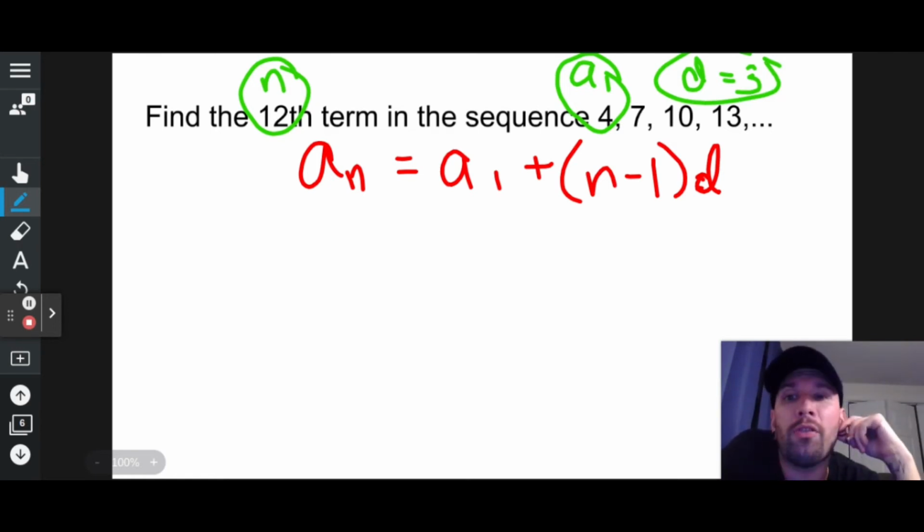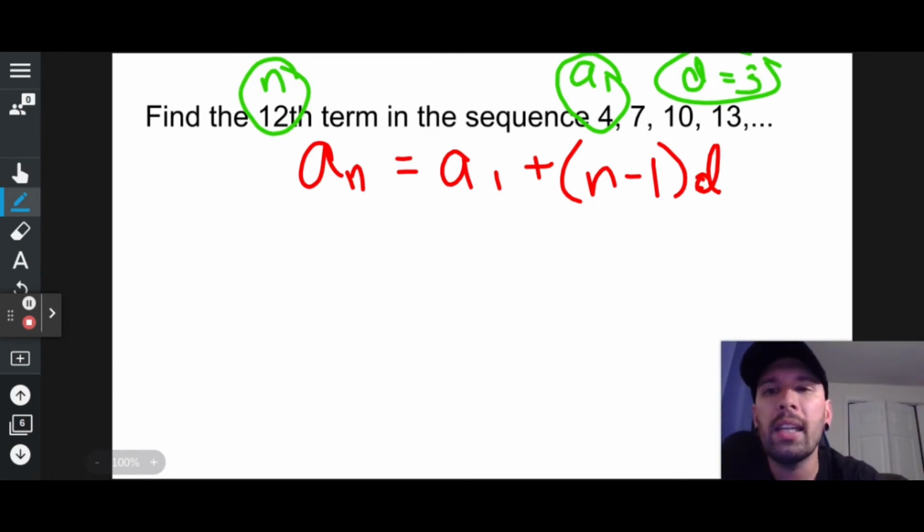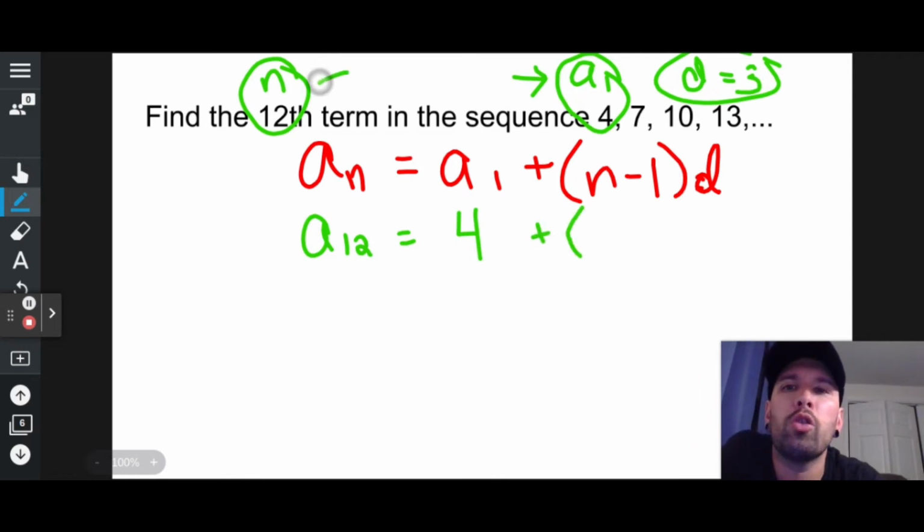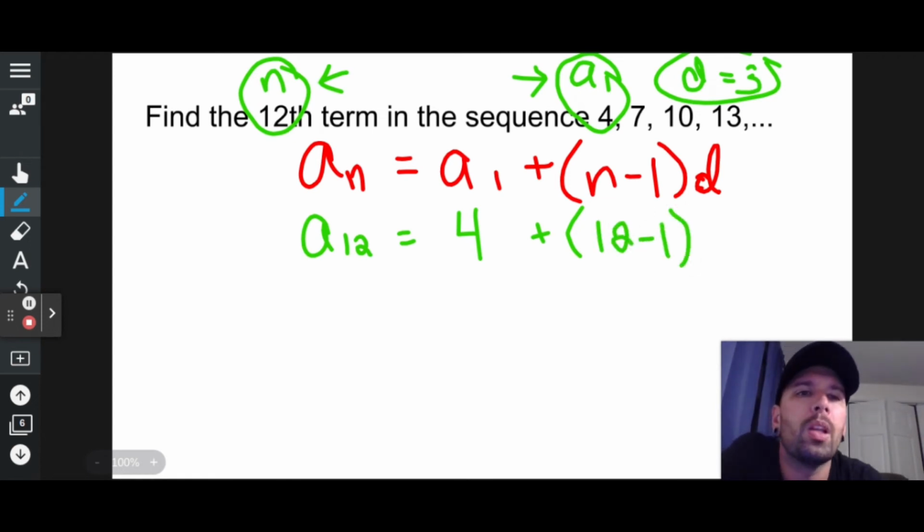My job is to find the 12th term. So I need to find a sub 12. Do I have the first term? Yup. Do I know what n is? Yup. Do I have 1? Yep. Do I have d? It's 3. I can move on. So I need a sub 12, the 12th term. That's going to equal a sub 1, which is 4, plus parentheses, n, which is 12, minus 1, times the common difference, which is 3.